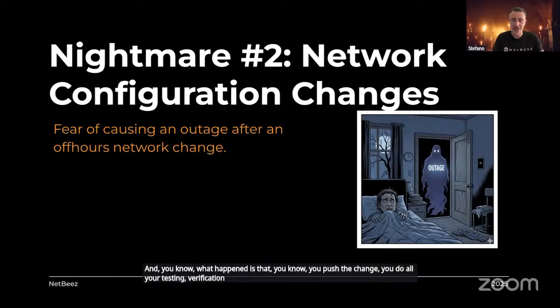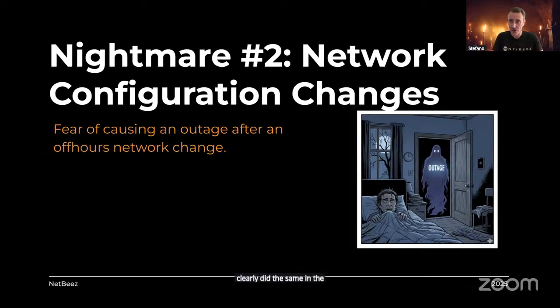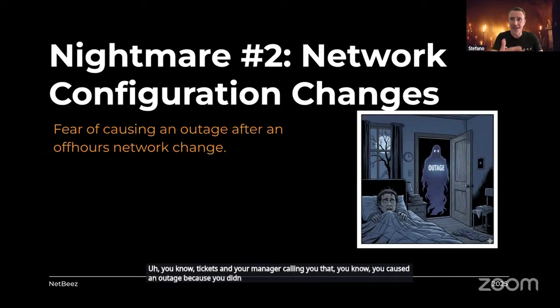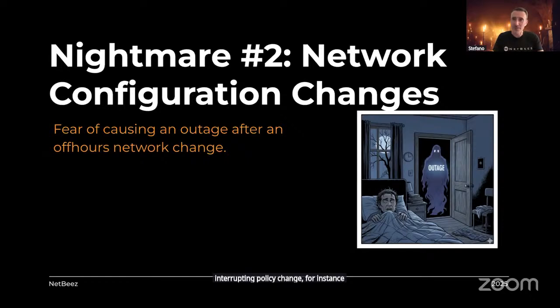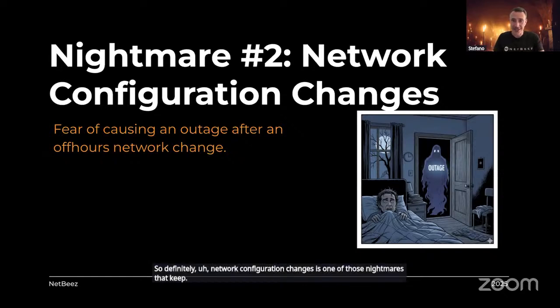Maybe you did the same in the lab before doing the actual change, and then you go to bed and hope that the next day, or the day after, you don't wake up with tickets and your manager calling you because you caused an outage. Maybe you didn't think about one line in a routing policy change, for instance, that had terrible impact and caused a network outage. So network configuration changes are definitely one of those nightmares that keep network engineers up at night.